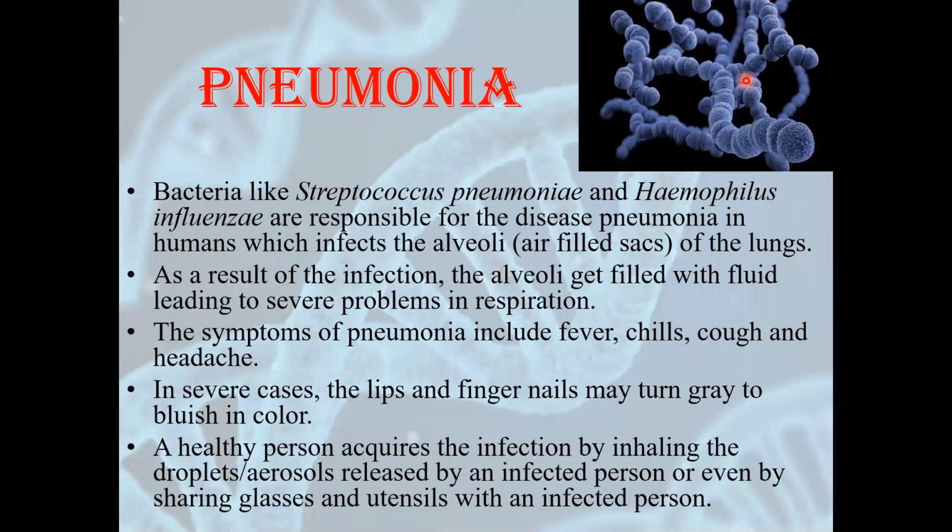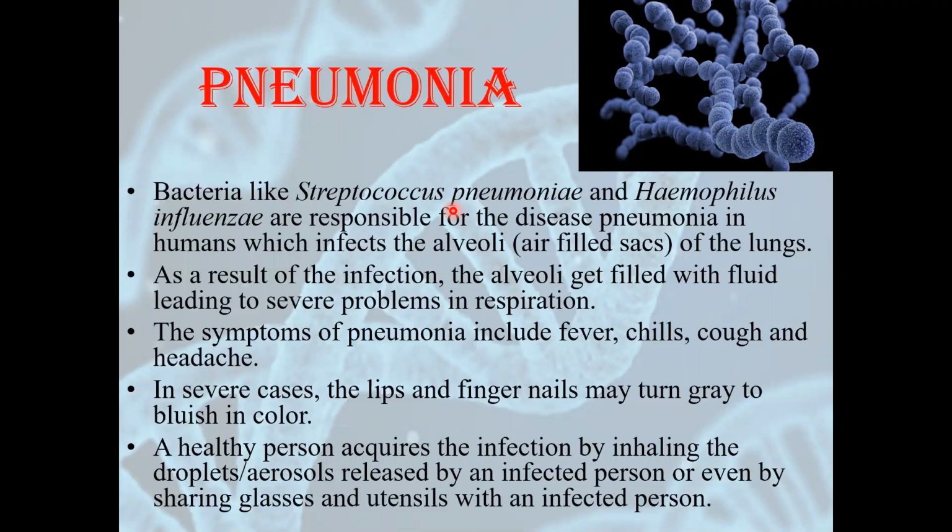The next disease that we'll study is pneumonia. It is also caused by bacteria, Streptococcus pneumoniae and Haemophilus influenzae. These two bacteria are responsible for causing pneumonia. What happens in pneumonia? The alveoli present in our lungs. If you all remember, in 11th standard, we have done the respiratory system. We have studied what alveoli are. After terminal bronchioles, air-filled sac-like structures are present, grape-like structures, that are alveoli.